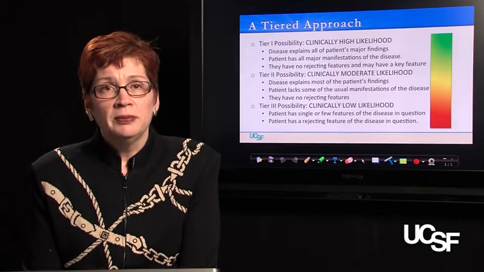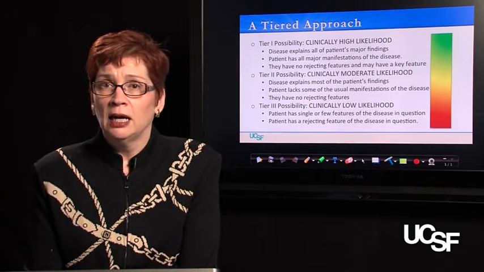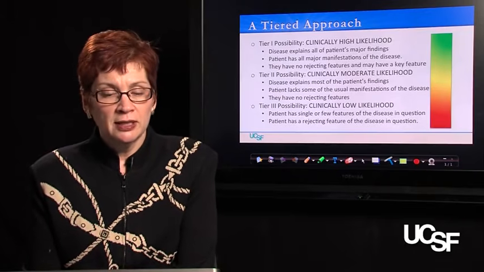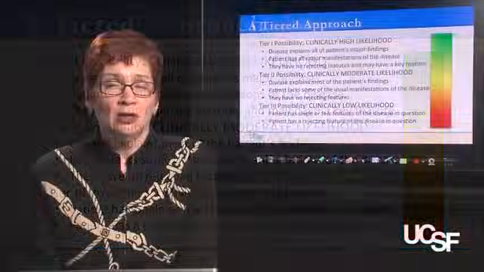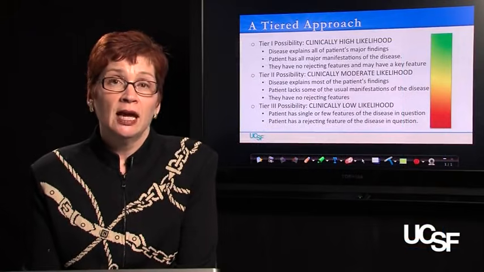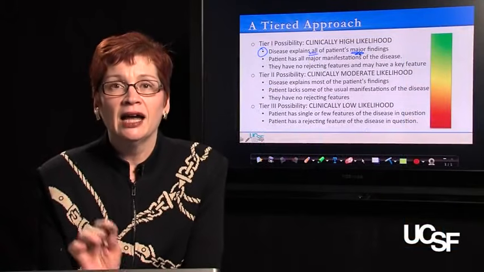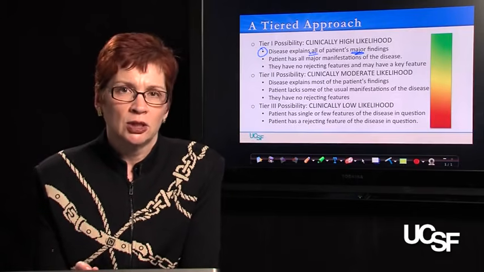So we've developed a tiered approach to clinical probability based on patient illness script matching to the disease illness scripts. And we'll start at the top. A tier 1 possibility is a disease that's clinically high likelihood. So if we start with a differential diagnosis list and the patient's illness script, and we say, there's a disease that explains all of the patient's major findings, we're going to say that's a high likelihood disease if everything that the patient has can be explained by the disease in question.